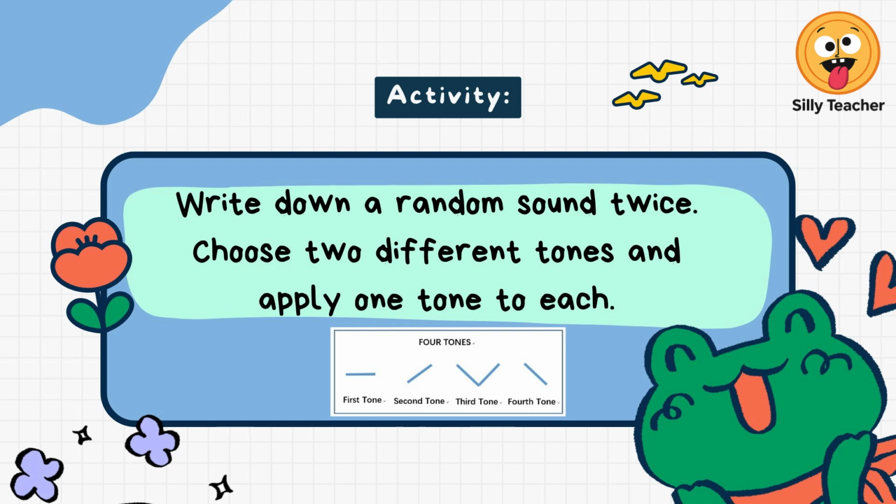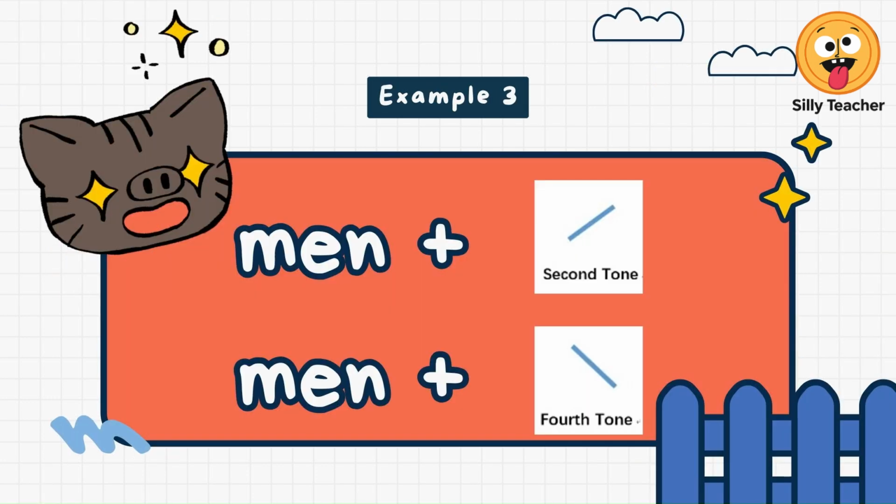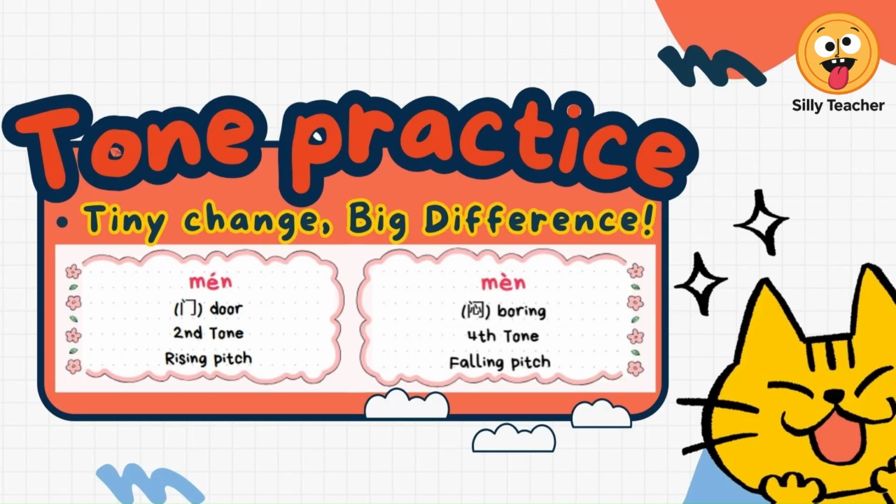Now I am going to be taking the sound man, and I'm going to choose tone number 2 and tone number 4. So as you can see here, for tone 2, I'm going to say it as man. And for tone 4, I'm going to say it as man. Okay.